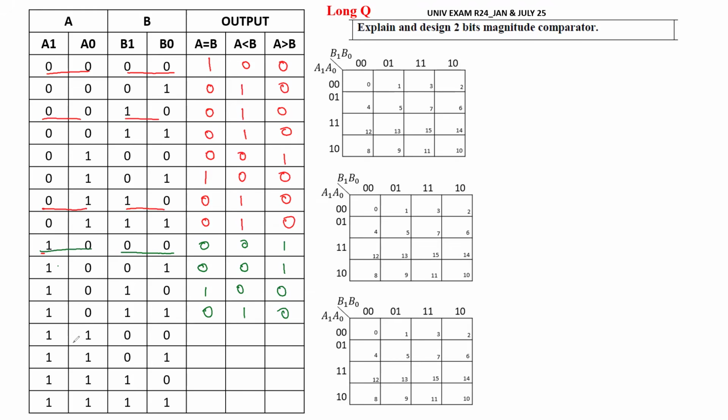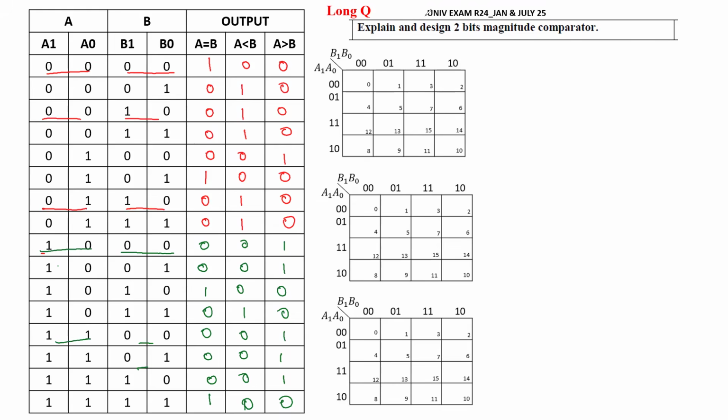Next here, 1, 1, 0, 0. This is 3 and this one is 0. So A is greater than B. Now again, in this situation also A is greater than B. Here also A is greater than B. Last one, A is equal to B. So this will be 1 here, and this will be 0. Therefore, like this we have to make the truth table.